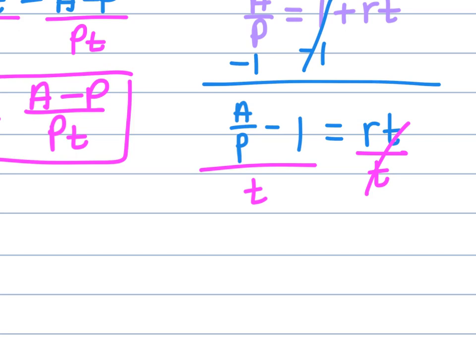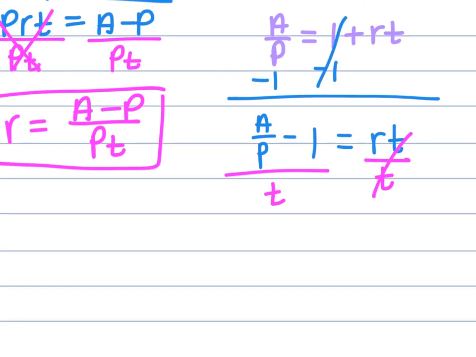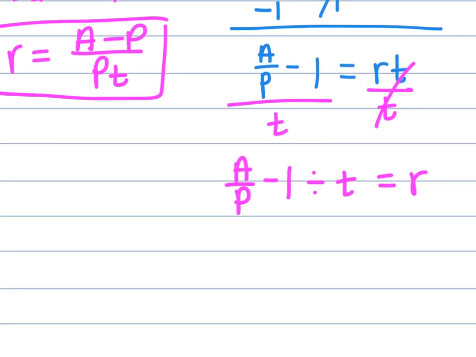You can't leave it like that. So you have to make sure that you keep working. When you do this, think about it as A over P minus 1 divided by T is equal to R. So from here, keep working. That 1 is going to have to turn into something over something to add it with that P as your denominator. So it's going to be A over P minus P over P divided by T is equal to R.